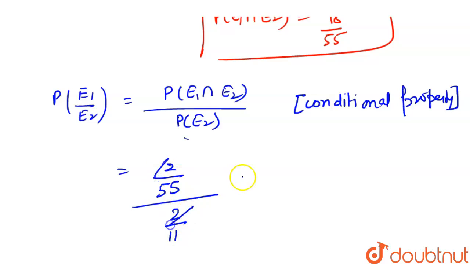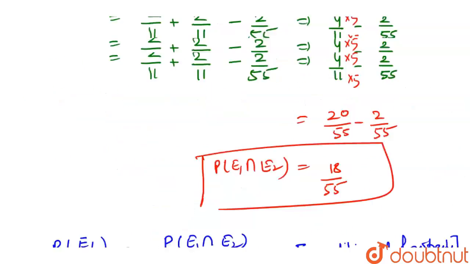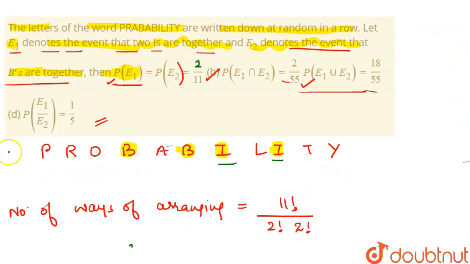So 2 and 2 will be cancelled out. We are left with 11 upon 55, that means 1 upon 5. So P of E1 given E2 is 1 upon 5. So yes, this is also true. So we can say all options are correct.